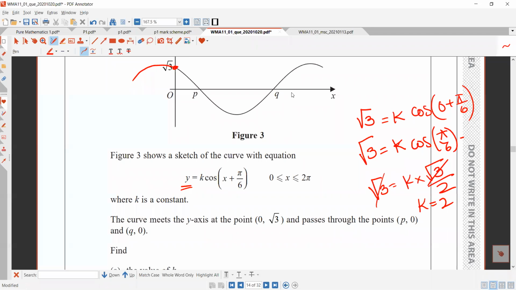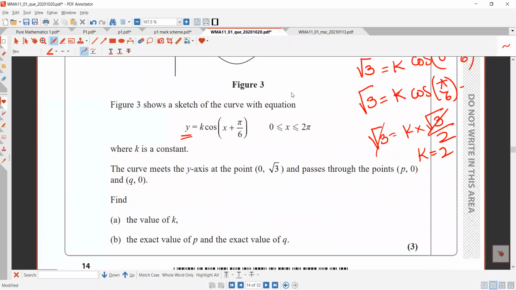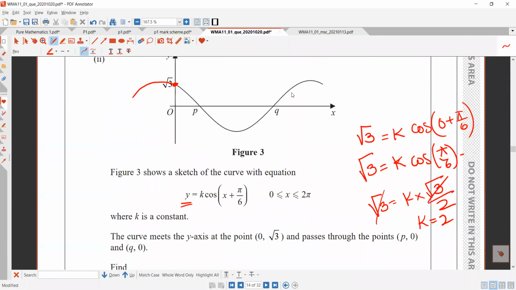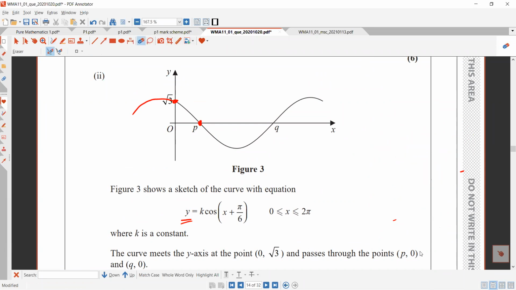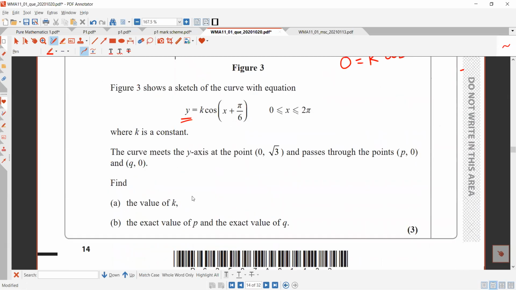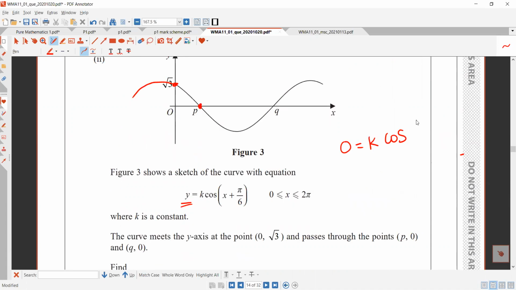Good. Now the exact value of P and the exact value of Q. Let's find that. Now, what is the value of P? Y is 0 here, right? So in place of your Y, give 0. So 0 equals K cos, what's your X value? I think that's what we are supposed to find. Cos of P plus pi by 6. Now, if you bring this K over here, it will be 0 and it's going to be cos of P plus pi by 6.